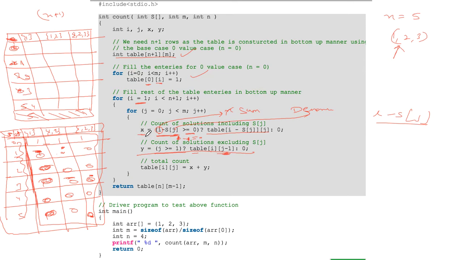If you have included this thing, then whatever is the entry at x, you find out that thing. So table of i minus s of j. Let's try to populate this table; probably that will give us a better idea. So 1 minus 1 is 0. That means it should return table of 1 minus s of 0 and 0, which is 1. So table of s 0 0 is 1. So 1 minus 1 is 0.